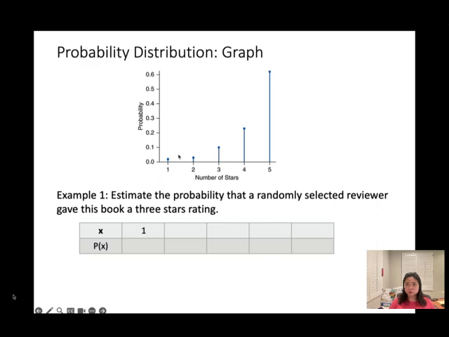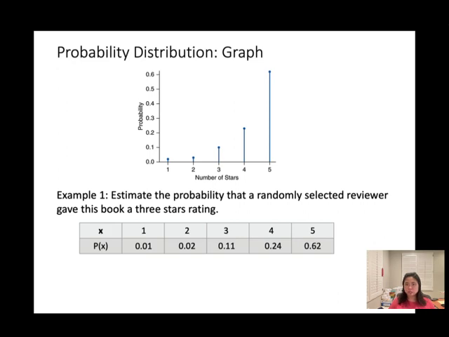The x represents the number of stars here. What is the probability of 1 star? You can only estimate the numbers here. So this is going to be 0.01. Then we have 2 stars, and the probability is about 0.02. Then 3 stars, we have a probability of 0.11. 4 stars, that will be 0.24. 5 stars, we have 0.62.